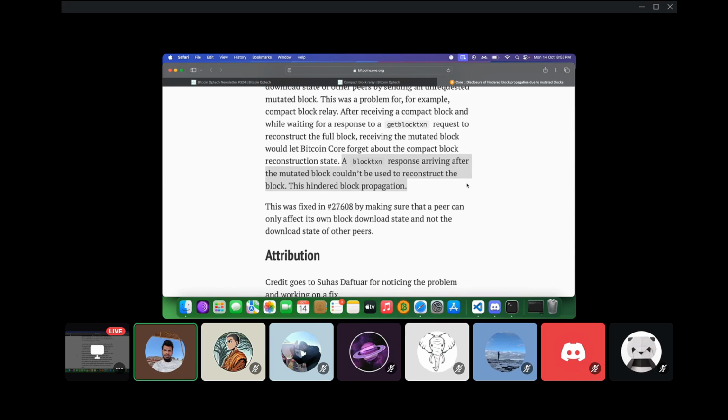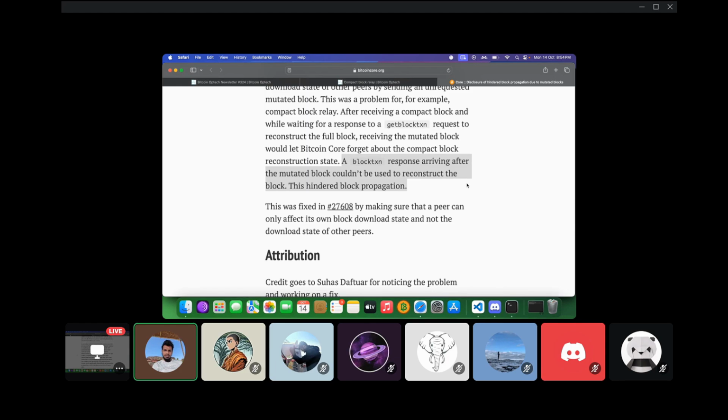So you got a mutated block. You are waiting to reconstruct your compact block. In the meantime, you received a mutated block of the same block height. So let's say you got a compact block of block height 1000. Now there are some missing transactions. You request those transactions from a peer. Your peer is in the process of sending you the missing transactions so that you can reconstruct block 1000.